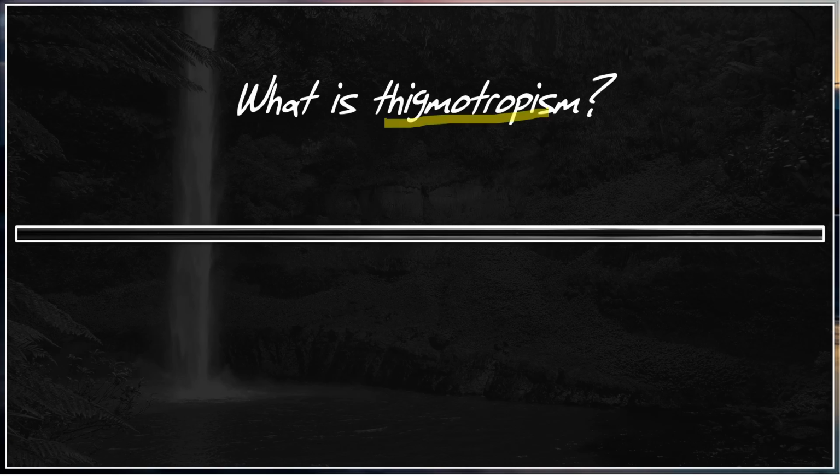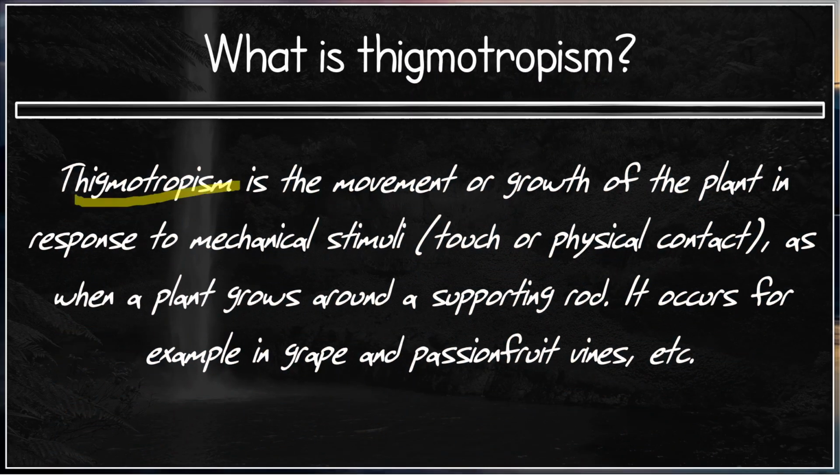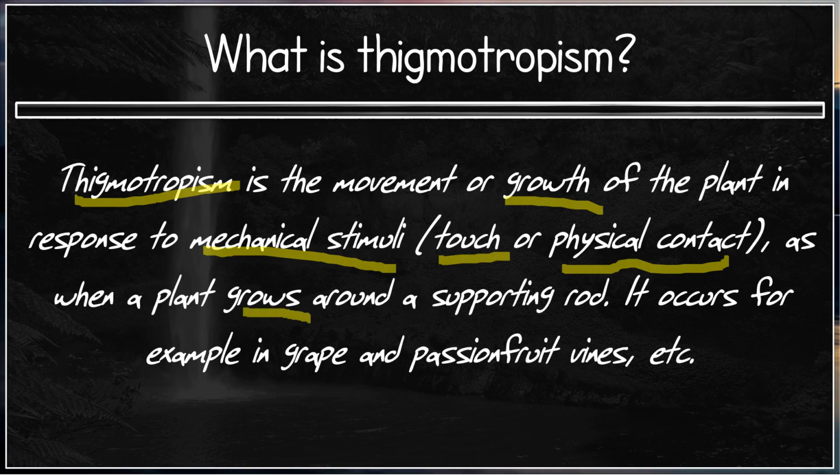What is thigmotropism? Thigmotropism is the movement or growth of the plant in response to mechanical stimuli, that is, touch or physical contact, as when the plant grows around a supporting rod. It occurs, for example, in grapes, passion fruit, vines, etc.